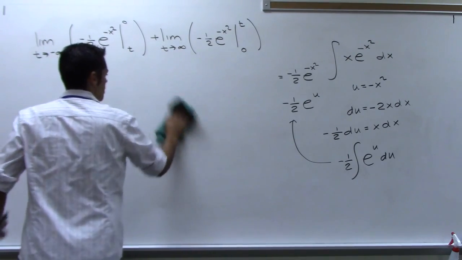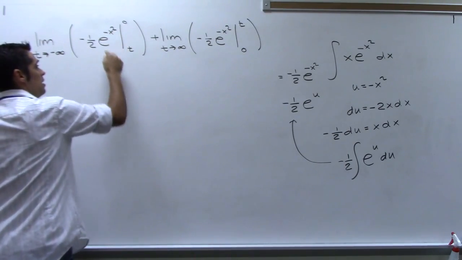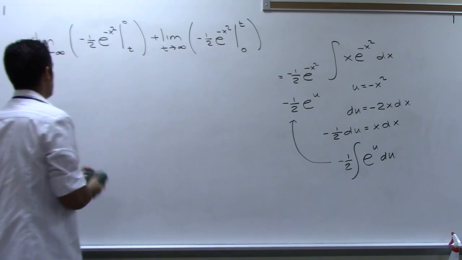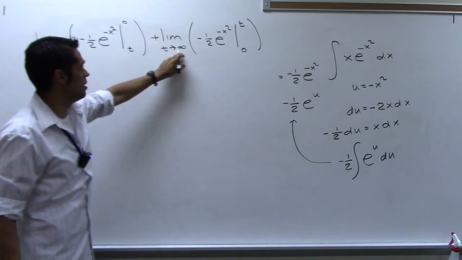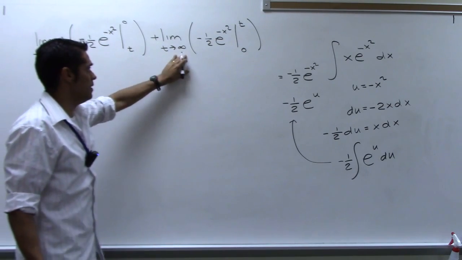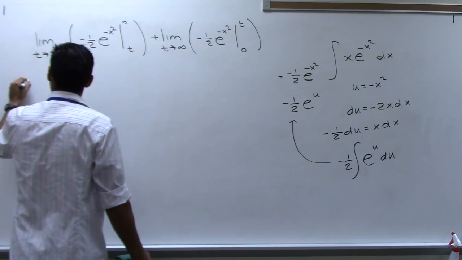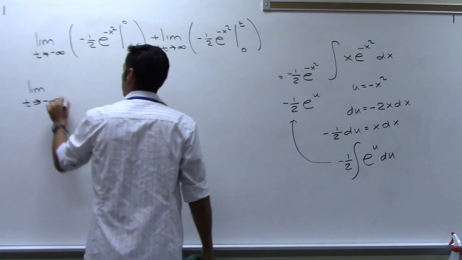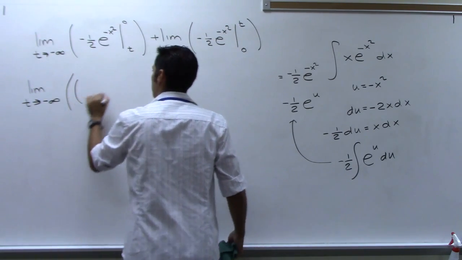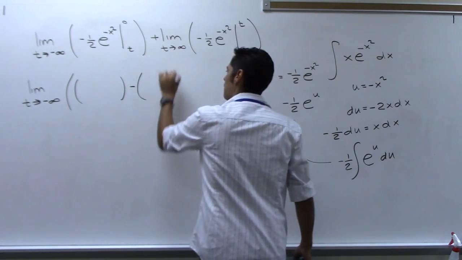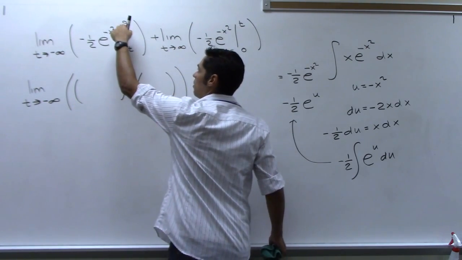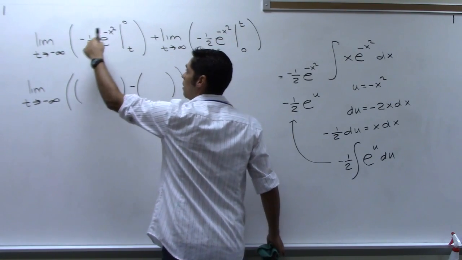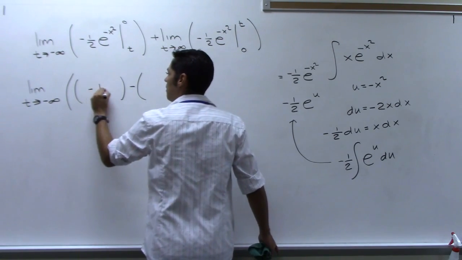Now, each one of these requires that I plug in 0, then t, and subtract, and then plug in t, and plug in 0, and subtract, and then take my limits. Notice the limits are going two different places, though. Negative infinity here, positive infinity here. So let's see if that changes anything or how that affects things. Limit t goes to negative infinity. And then I'm going to have two things in there. So first let's plug in 0. 0 squared is 0, negative 0 is still 0, e to the 0 is 1. Negative 1/2 times 1 is negative 1/2.